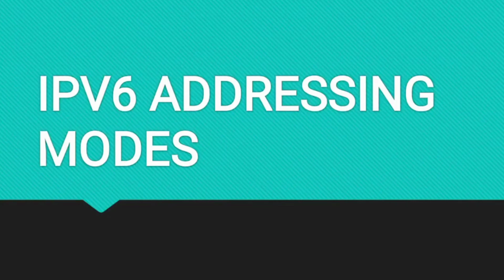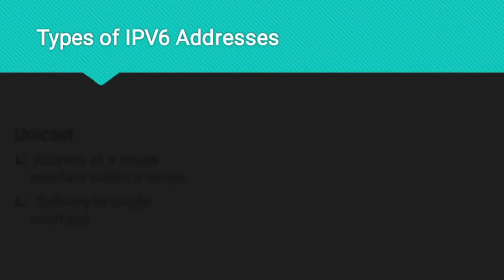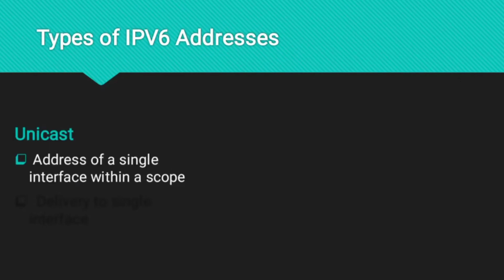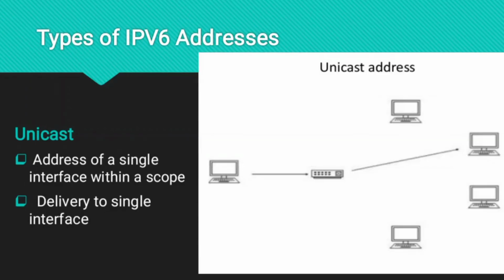IPv6 addressing modes. Types of IPv6 addresses. First is the unicast. Address of a single interface within a scope, meaning delivered to a single interface. Unicast is the term used to describe communication where a piece of information is sent from one point to another point. In this case, meron lang pong one sender and one receiver.